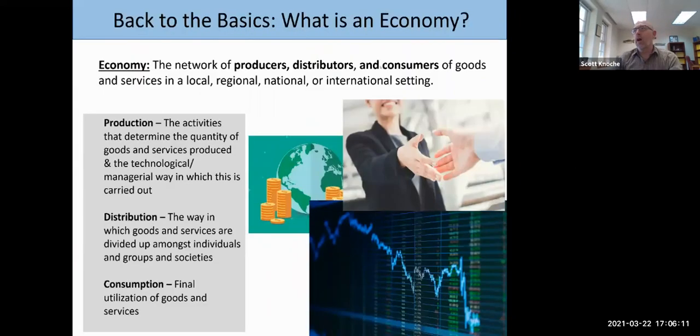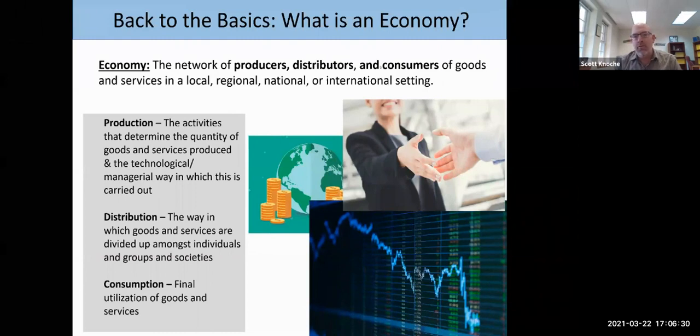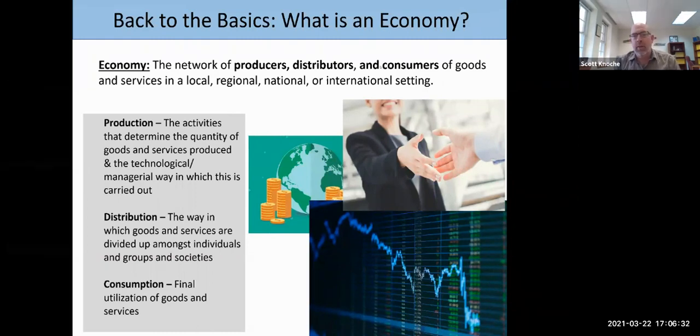Okay, good. All right. So back to basics. What is an economy? I mean, it kind of sounds self-evident, right? But it is worth a little more exploration and a deeper dive. An economy or economics is not just money or business or the stock market or these types of things that many people think of initially when they hear the word economy or economics.